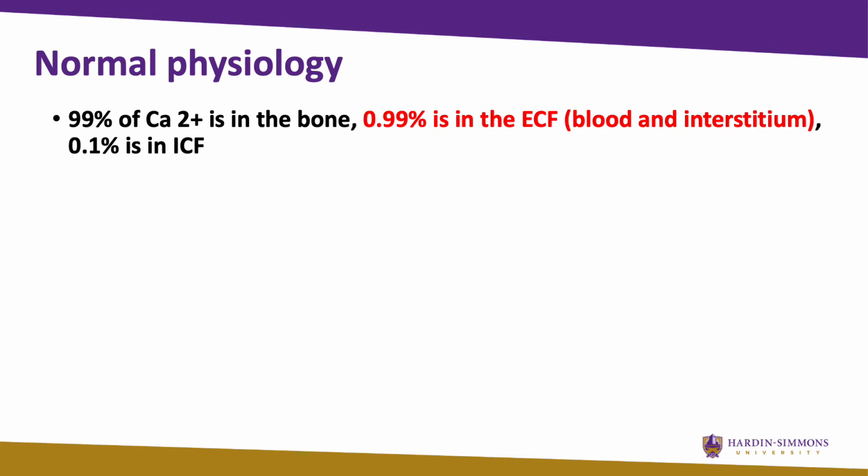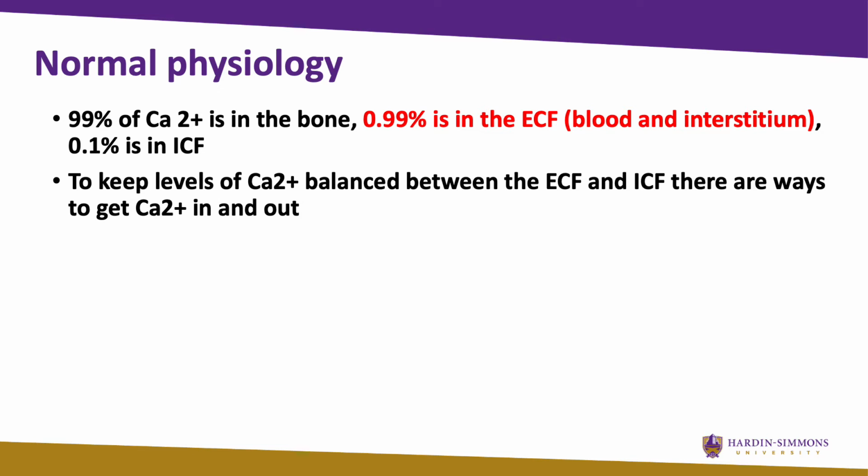Let's take a look at normal physiology. So 99% of calcium is in the bone, 0.99% is in the ECF or extracellular fluid, which includes blood and interstitium, and 0.1% is in our ICF or intracellular fluid. From here on out, I'll be using ECF and ICF respectively for extracellular fluid and intracellular fluid.